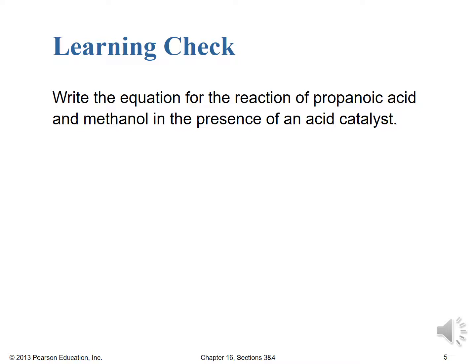Okay, so now that we've seen it once together, let's see if you can do it on your own. In this learning check, you're asked to write the equation for the reaction of propanoic acid and methanol in the presence of an acid catalyst. So please pause the video here while you complete that task and start us back up when you're ready to check your work. Good luck.